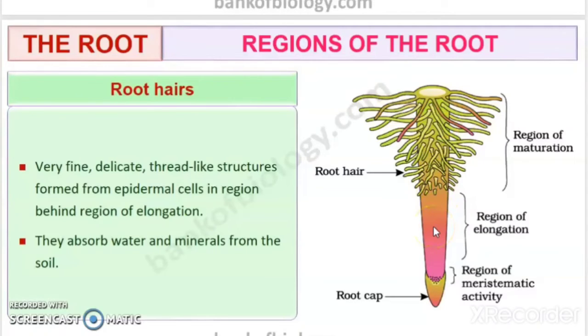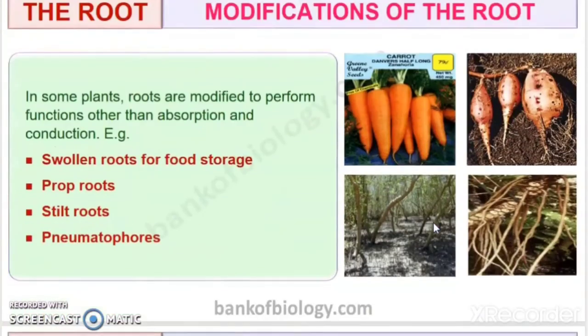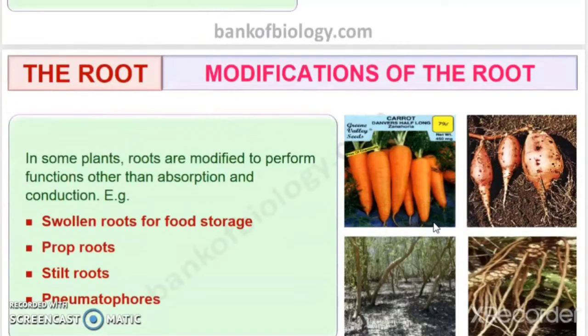So now let us move on to today's topic. We are going to learn about modifications of the root. We saw the different regions of root and studied the function of the root. What are the functions of the root? The functions of root are to help in the absorption of water and minerals from the soil, to provide proper anchorage to the plant parts, to store reserve food material, and to help in synthesis of certain growth regulators.